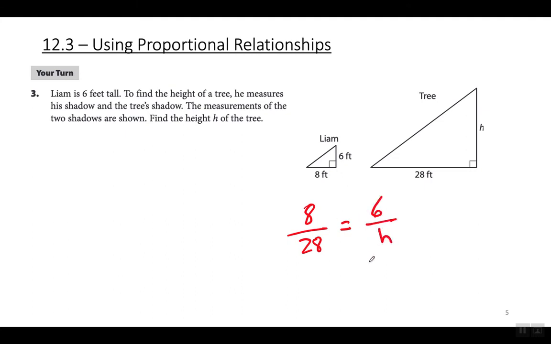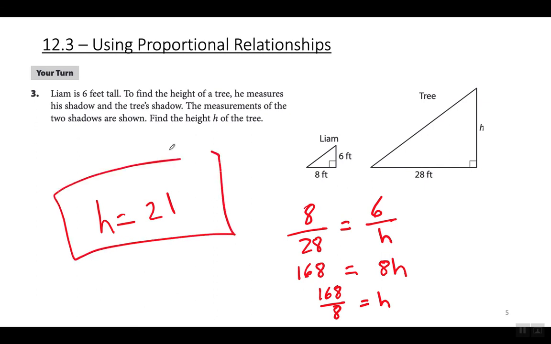Alright, so now I multiply diagonally and I'll have 8h equals 6 times 28, which gives me 168. So h is going to equal 168 divided by 8. So h equals, you could do that mental math very simply. H equals 21. The height of the tree is 21 feet. Alright, moving on to the next one.